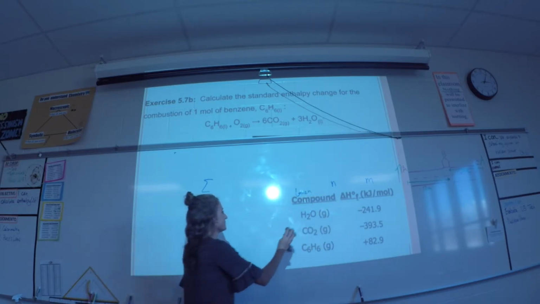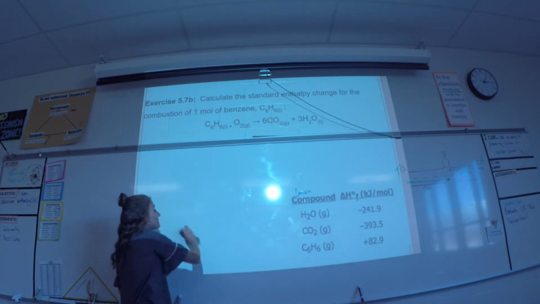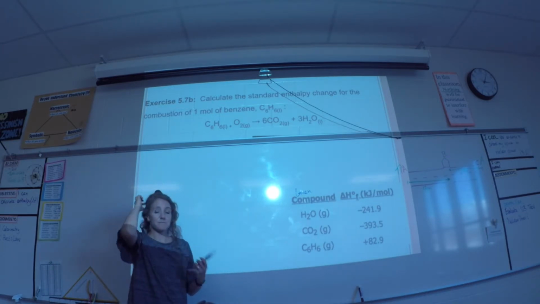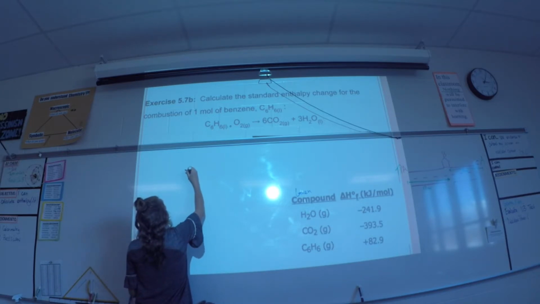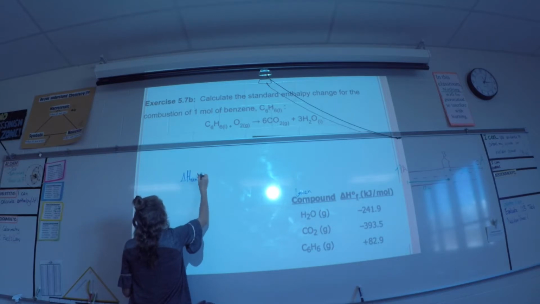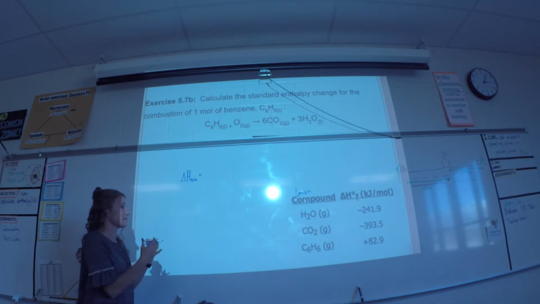That would be ridiculous. Okay, so our equation said that we need to take the sum of the products minus the sum of the reactants. So to find the delta H for this reaction, we need to take the sum of the products minus the sum of the reactants.